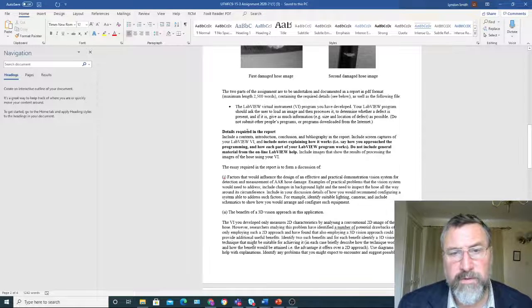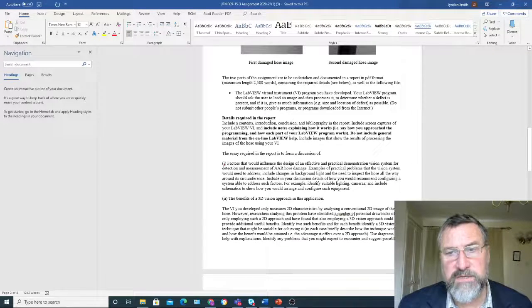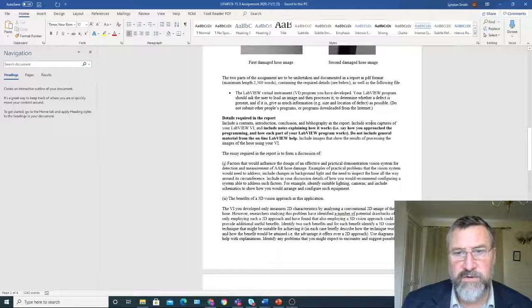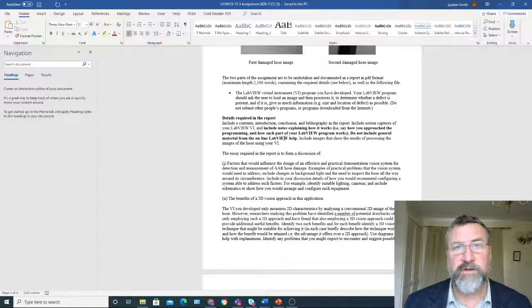Now, yeah, so what do you have to put in the report? Well, it says what's here. Include a contents, introduction, conclusion, bibliography, and include screen captures of LabVIEW. Say how it works. Don't include general material. I'm interested in what you did, why you did it, how you got it working, why you chose that approach for getting the program working, that architecture for the program.